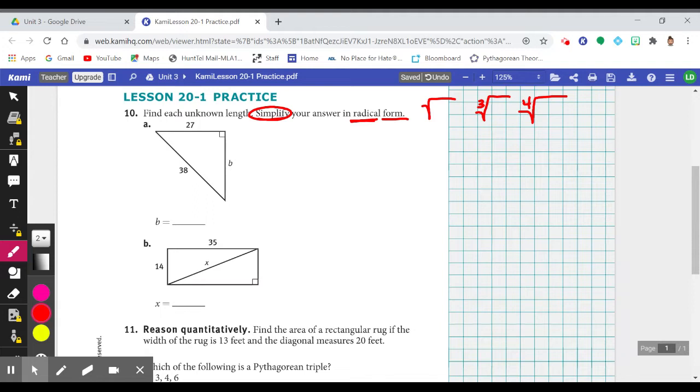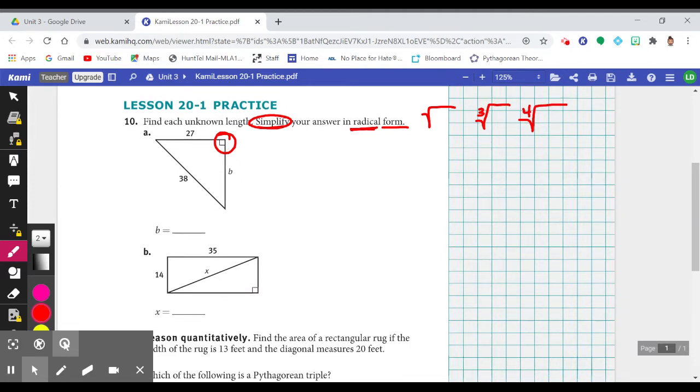Looks like we're going to be using the Pythagorean Theorem here because we are dealing with right triangles. And on A, we are given two measures on this triangle, so we can use the Pythagorean Theorem to find the third. Pythagorean Theorem is great for right triangles as long as we have two of the sides known.